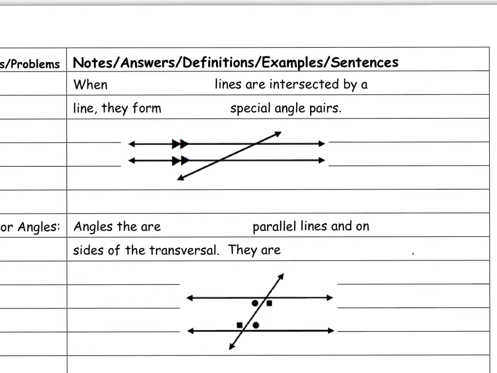Hi all, we're back with the second section of special angle pairs. We're going to start talking about parallel lines now. So we're going to start with our definition.